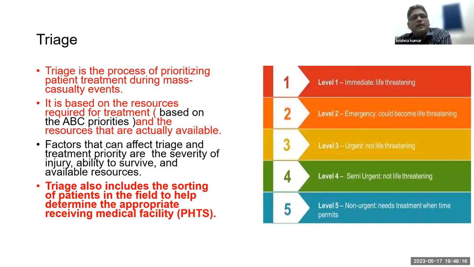There's a triage that happens in the emergency department. It's a process of prioritizing the patient, especially for mass casualty events. And it depends on where you're operating, where you're located. It could be a limited resource setting or it could be a tertiary or a quaternary care center. The triage will be done accordingly. It is, again, all based on the ABC priorities. And the factors that affect triage are the severity of the injury, the ability to survive, and available resources. Resources are very important because if you don't have adequate resources, it's difficult to triage all the patients, because the capabilities of the hospital may be lesser than the number of patients received at the hospital.